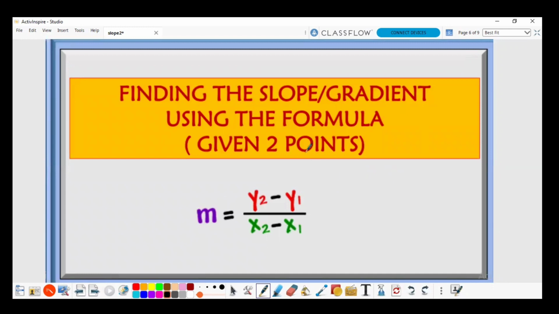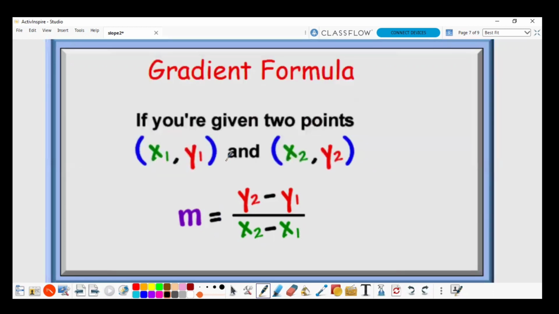Another way of finding the slope is by using the formula. Slope is equal to y sub 2 minus y sub 1 over x sub 2 minus x sub 1. When are we going to use this? We will be using this if we are given 2 points. Let's look at this one. We have point A and we have point B. So this will be our x1 and this will be our x2, y1 and y2. Okay, and then you're going to use now this formula, y2 minus y1 over x2 minus x1.